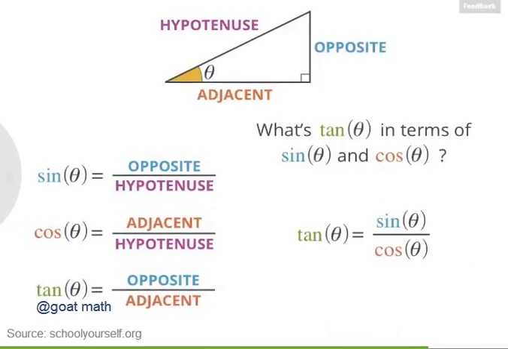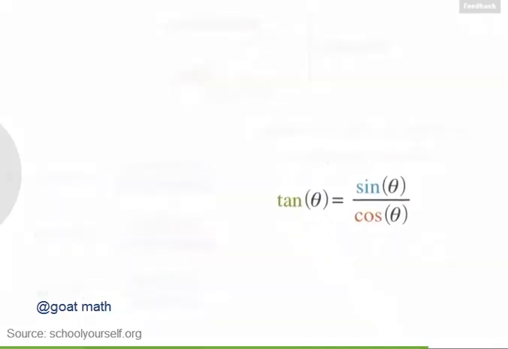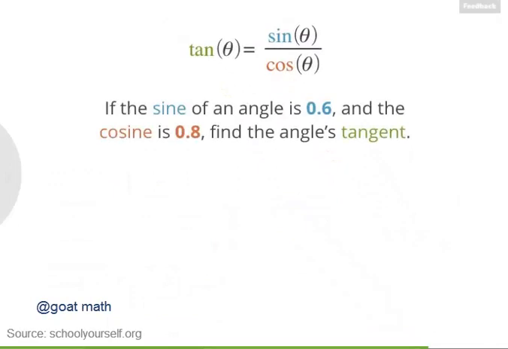Very well done. For any angle theta, the tangent of theta always equals the sine of theta divided by the cosine of theta. Try using this fact, or trigonometric identity, to solve a sample problem. If the sine of an angle is 0.6 and the cosine is 0.8, find the angle's tangent.